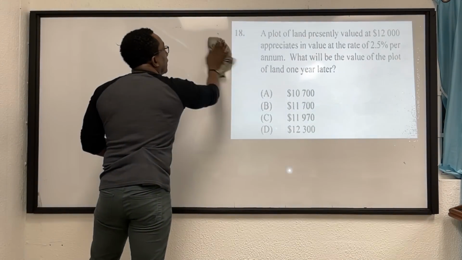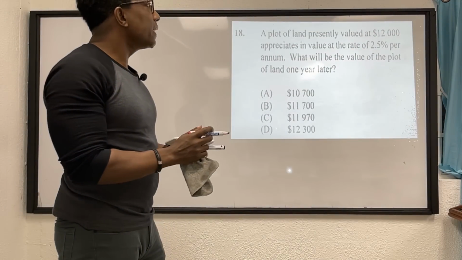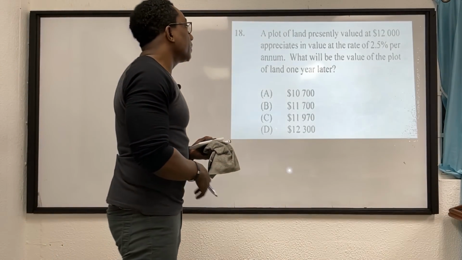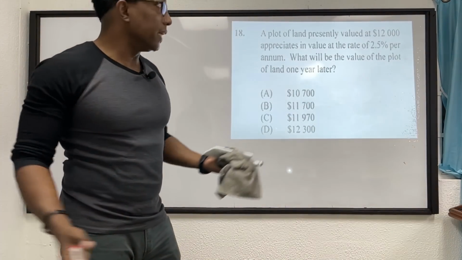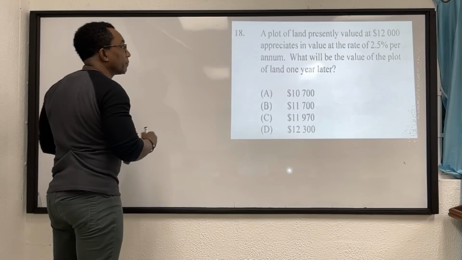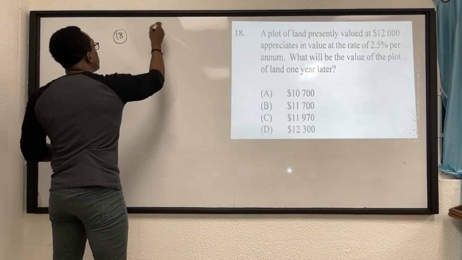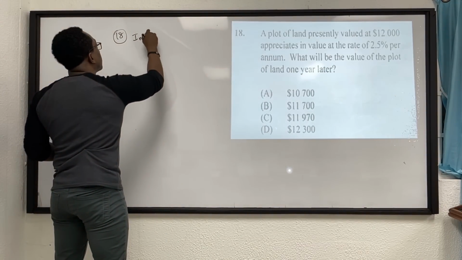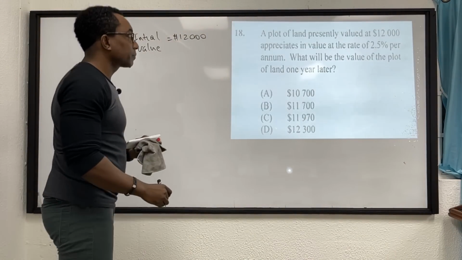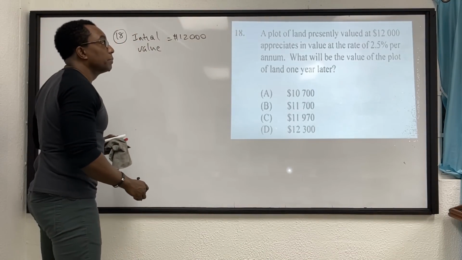It states here, a plot of land presently valued at $12,000 appreciates in value at a rate of 2.5% per annum. What is the value of the plot of land 1 year later? So we know land appreciates, and if we have to determine the value of that plot of land 1 year later, we know the value of the plot of land initially, so the initial value is $12,000. It appreciates at a rate of 2.5% per annum.